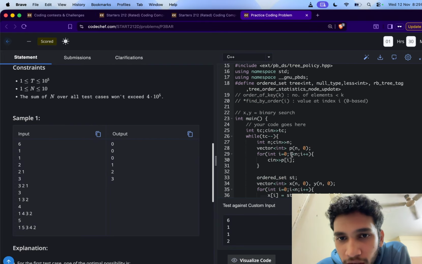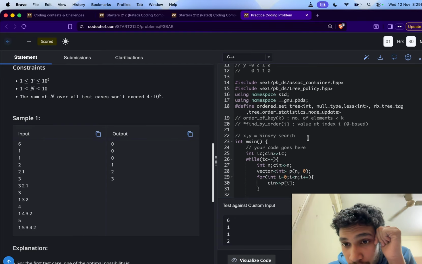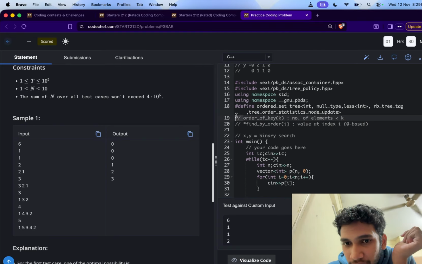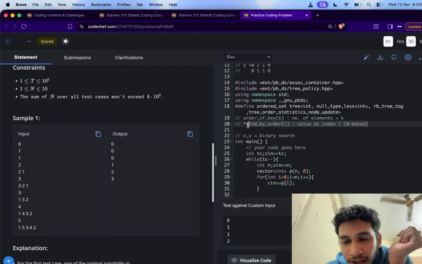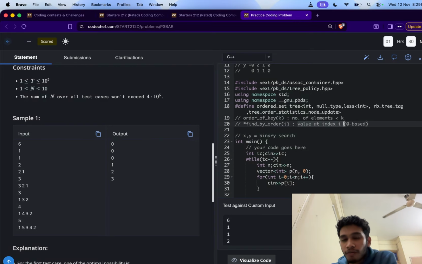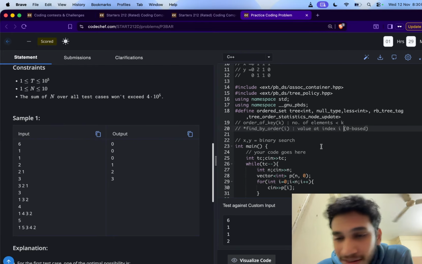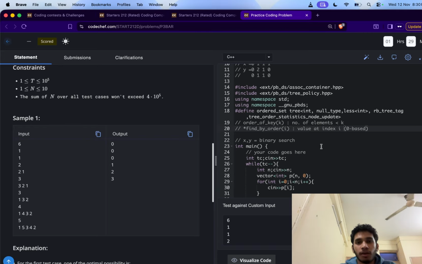So this was the real life implementation or usage of ordered set. I taught you about one functionality, order of key, and the other functionality is find by order. This is used to find the value at a given index. Let's say we have a set with 1, 2, 3, 4, and we want what is present at index 3. So it would give 3 in return.